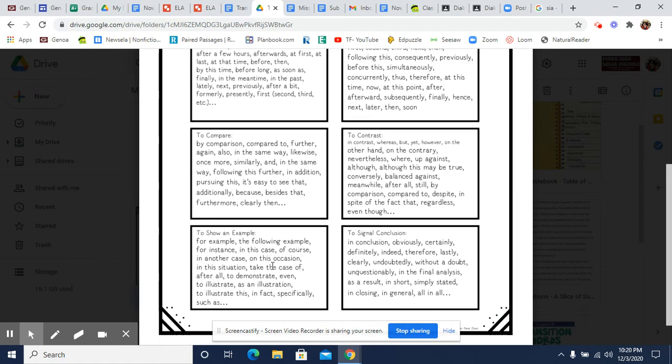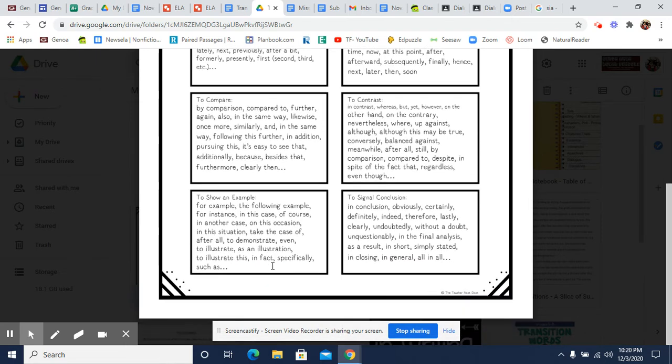Sometimes you want to give an example. So obviously you can use for example, or for instance, or in this case, or of course they had fun playing in the snow. Or on this occasion.